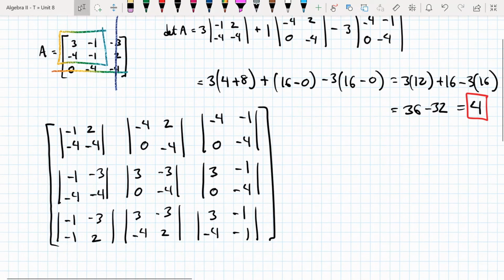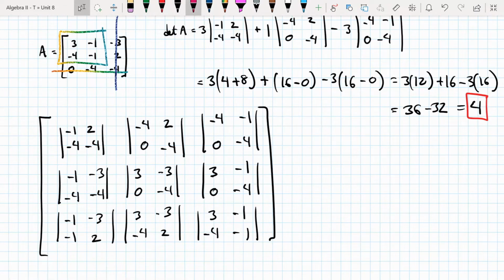Okay. Before we evaluate the determinant of each of these matrices, we're going to write the following signs. I'm going to write positive, negative, positive, negative, positive, negative. See how it alternates? So positive, negative, positive for the first row, negative, positive, negative for the second row, and then positive, negative, positive for the third row.